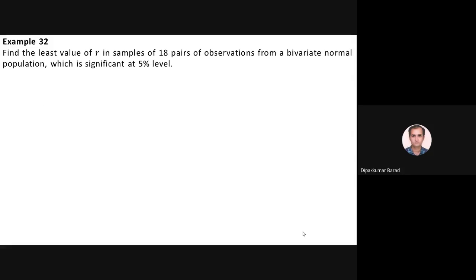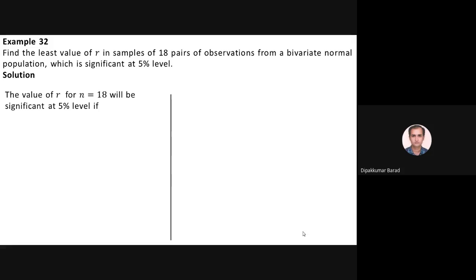Now example number 32. Find the least value of r in a sample of 18 pairs of observations from a bivariate population, which is significant at 5% level. So we have n given as 18. r for n equal to 18 will be significant at 5%. So we have absolute value of r under root n minus 2 upon under root 1 minus r square greater than t at 0.05, v equal to 16.